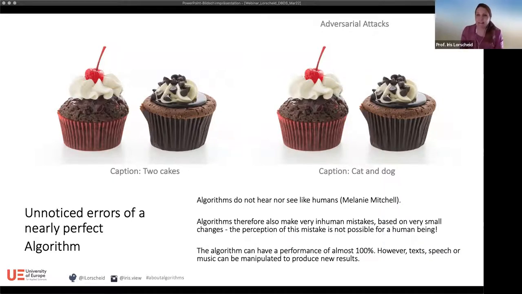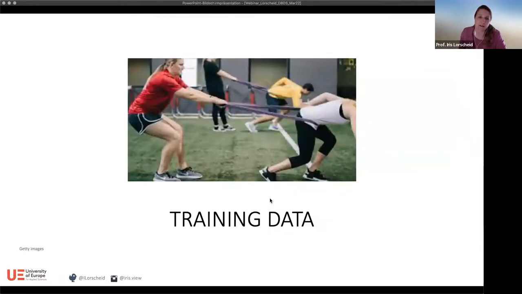So texts, speeches, music, and images can be manipulated in a way that they come to different results without us knowing it. And this is, of course, a security thing that we also talk about. What are the lacks of security here and how can they be avoided? Let us discuss those as well. These algorithms are so relevant for us, we need to be aware of that.